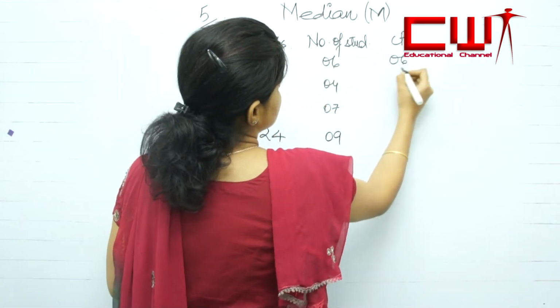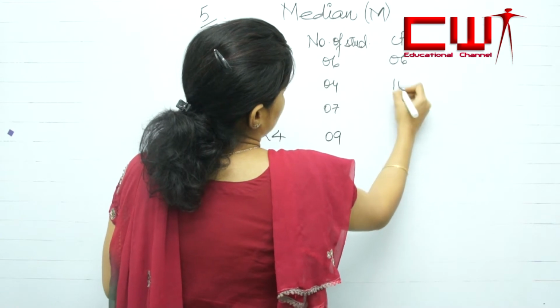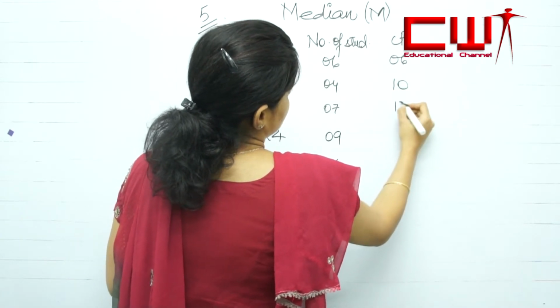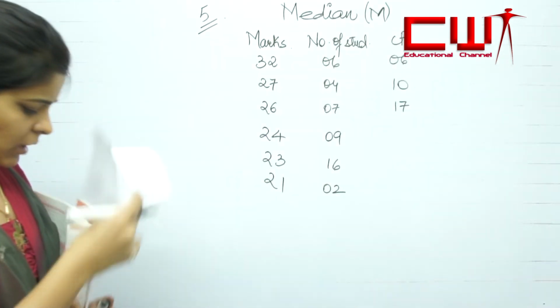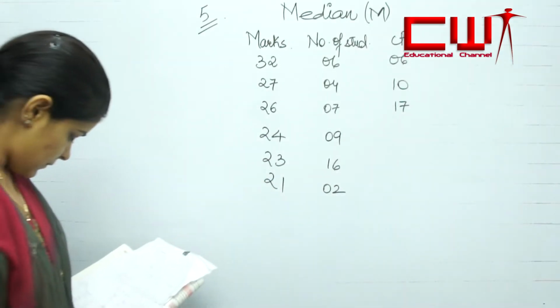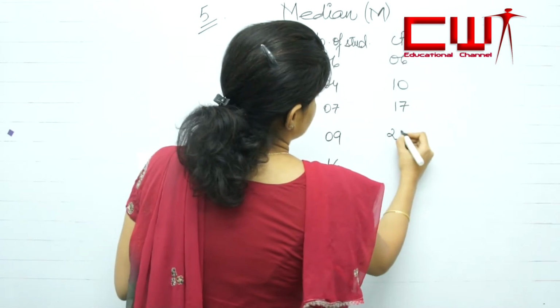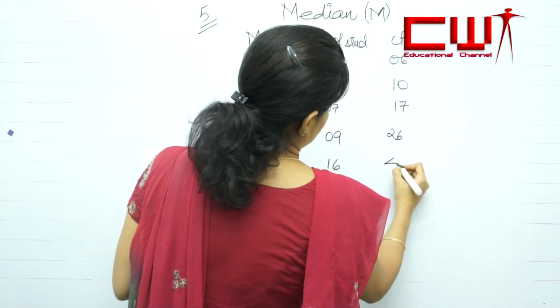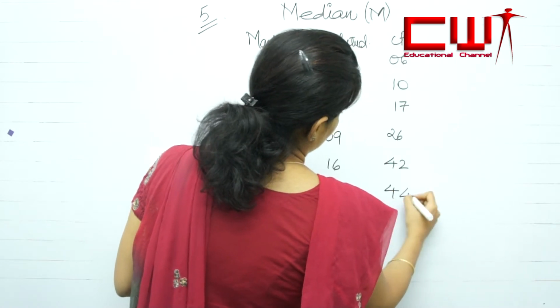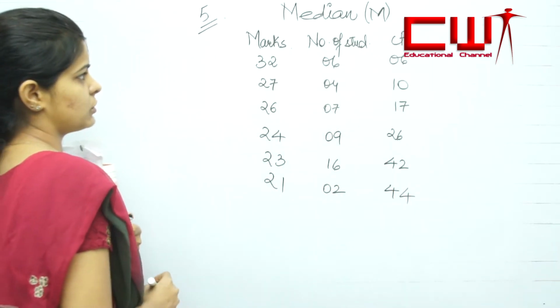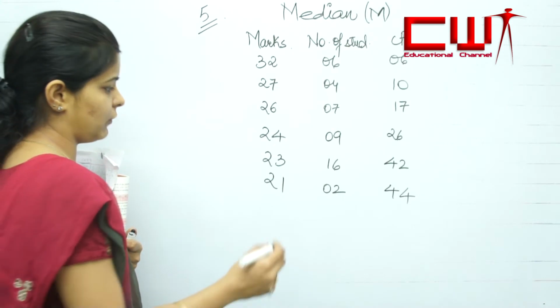First will be the number itself, 6. 6 and 4, 10. 10 and 7, 17. 17 and you have 9, 26. 26 and 16, 42. 42 and 2, 44. Alright. So this is how you will find out the cumulative frequency.